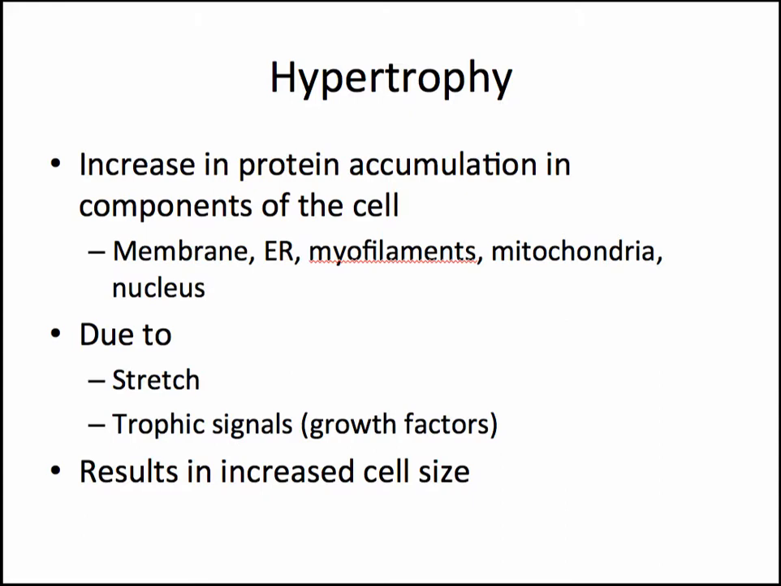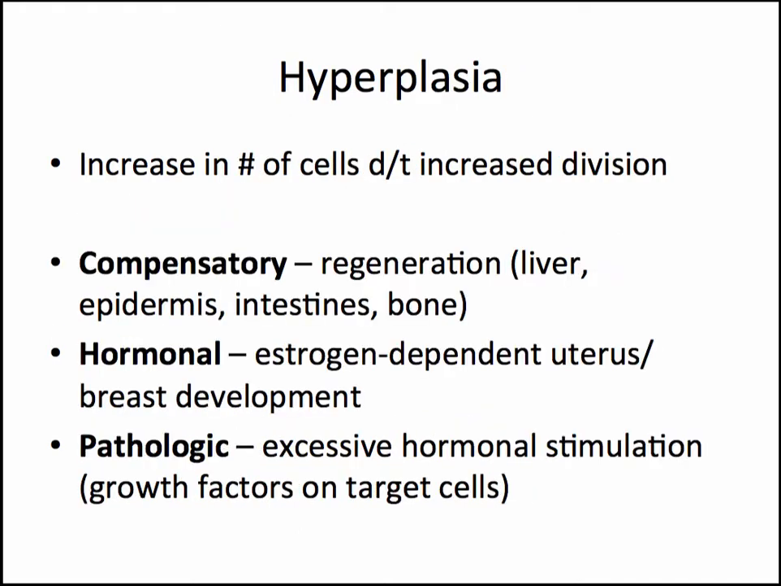Hypertrophy is an increase in protein accumulation in components of the cell. This can occur in the membrane, the ER, myofilaments, mitochondria, and the nucleus. Hypertrophy is due to stretch as well as trophic signals such as growth factors. The result is an increase in cell size.